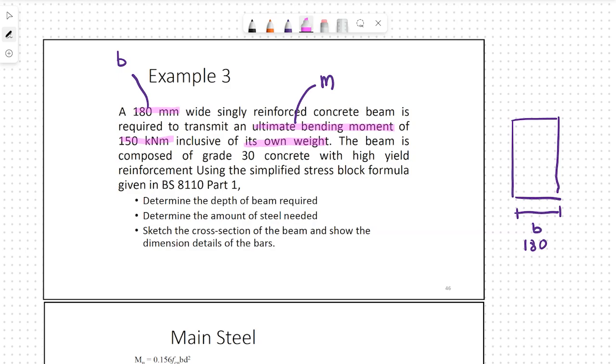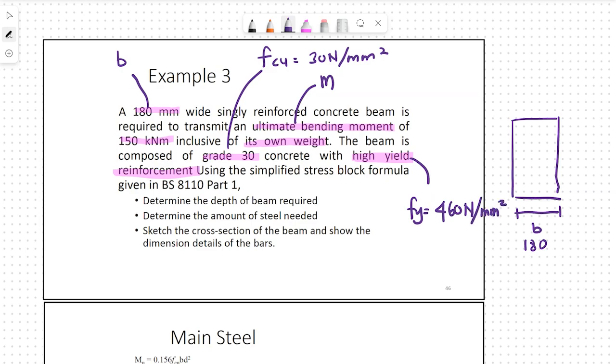The beam is composed of grade 30 concrete, meaning FCU 30 Newton per mm square, with high yield reinforcement, which refers to FY 460. It did not state any value or any type of steel for the shear reinforcement, or the link, nothing was given, but it's okay, we can assume whatever is not given.